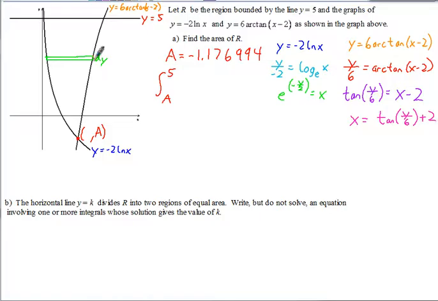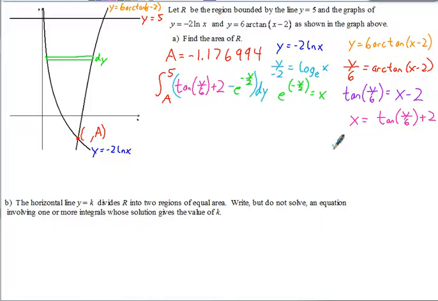And since that one's further to the right, that one would go first in our integral. So the tangent of y over 6 plus 2, and then minus the one furthest to the left we found was e to the negative y over 2, all times dy. The integral we set up to find the area.